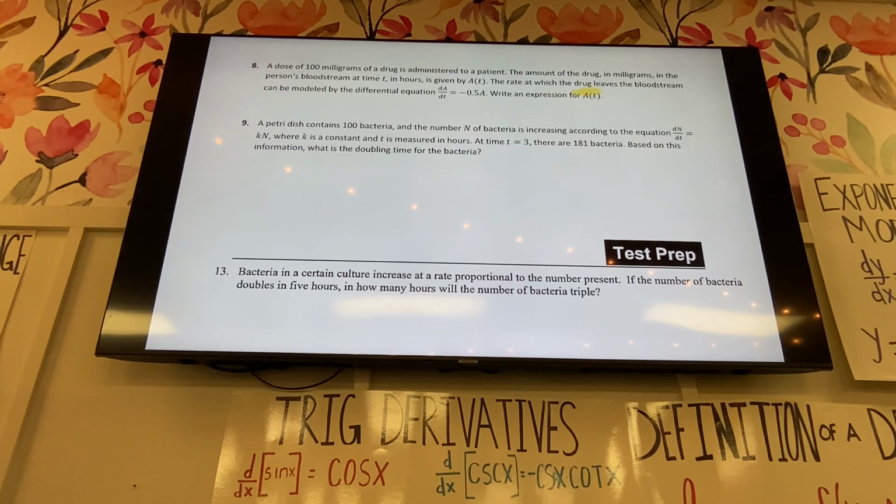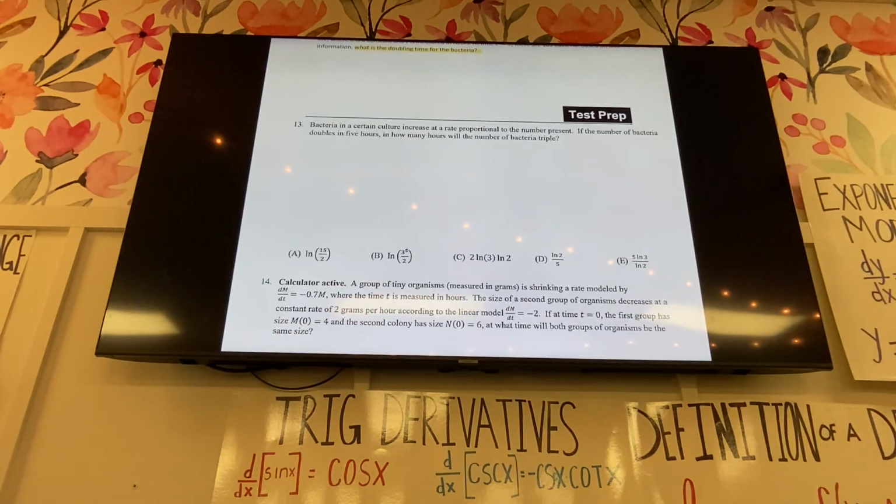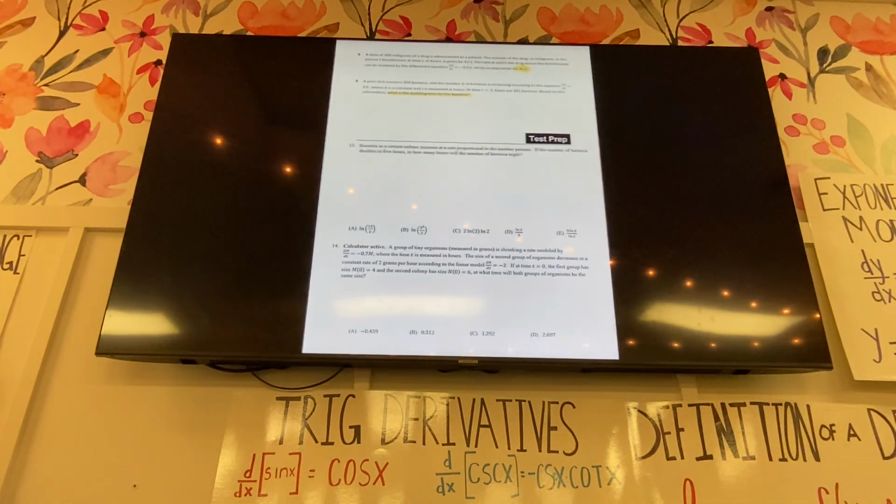This one, same thing, write your equation. 9 is a little bit more complicated. You're finding the time that your bacteria doubles. So you're finding t on number 9. And then you've got test prep. And that's it.